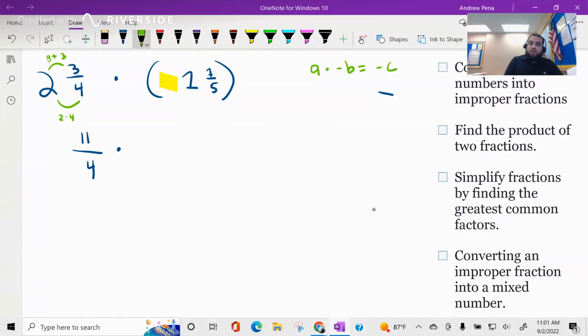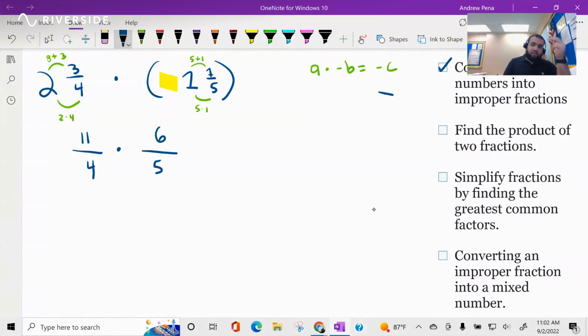We're going to do the same thing here. 5 times 1, and then that plus 1. And what do we get? We get an improper fraction with 5 on the bottom and 6 on top. 5 plus 1 is 6. Now, we just did our first step.